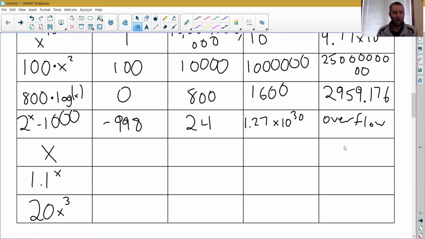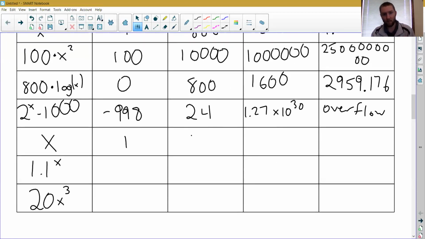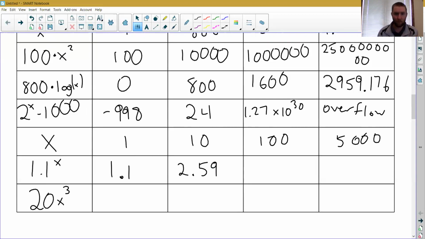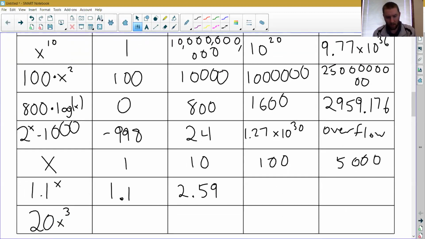It's unfathomably large. The nice thing about this next function, x, is that it's pretty easy because x is 1, x is 10, x is 100, x is 5,000. Okay, 1.1 to the x, 1.1 to the first power. This is 1.1. So again, not starting out very high. And then 1.1 to the 10th power is 2.59. Yikes, right? So this one's currently losing. Yeah, it's a loser. 1.1 to the 100th power, okay, suddenly we're at 13,780.6. And then if I do 1.1 to the 5,000th power, oh my goodness, another overflow error. Interesting. Okay, that's an overflow.